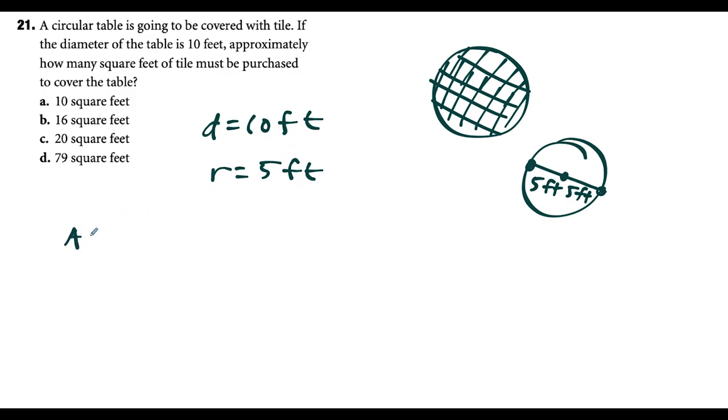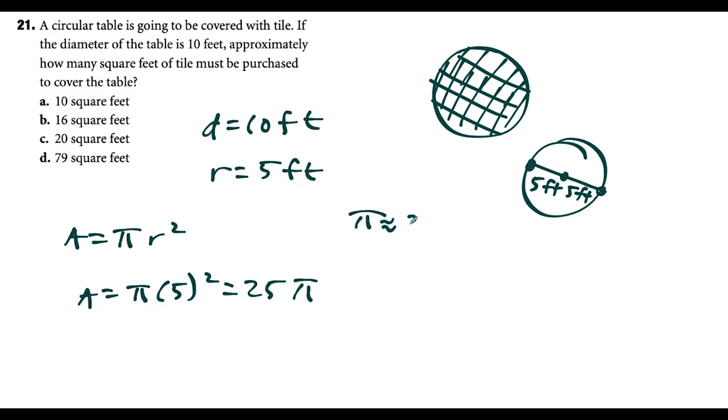So the area of a circle is pi r squared. So that means what we have here, and I'm not going to write the units until the end, I'm going to have pi times the radius, which is 5, and that's being squared. So this is 25 pi. Now pi is roughly 3.14159, blah, blah, blah. It goes on forever and ever. But for this question, they round.